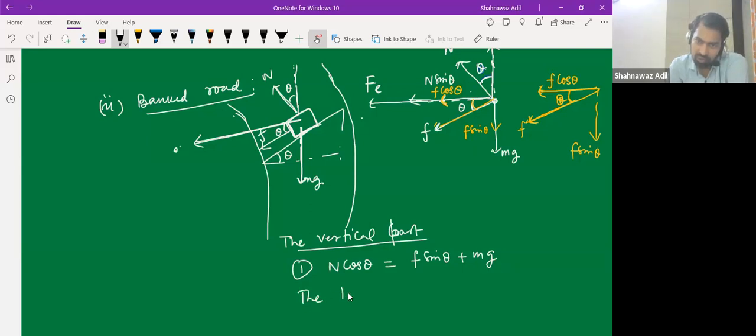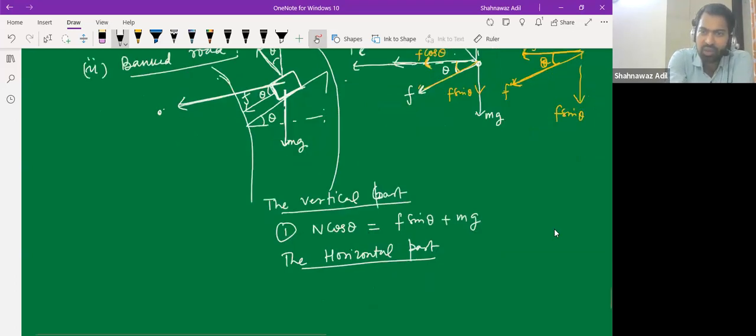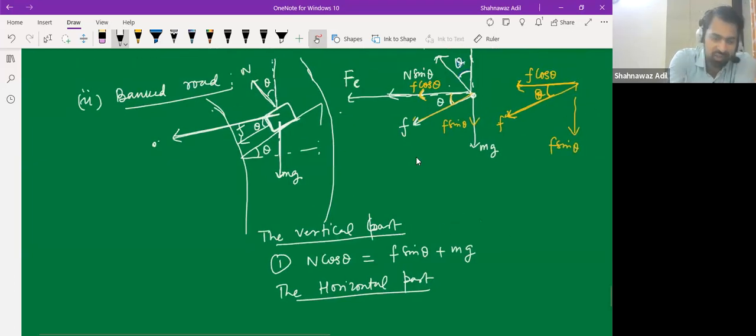The horizontal part. Are you tired, Ram? A little, sir. You are feeling a little bit sleepy. So okay, I will just discuss this part and then I will end the class, right? Then you take rest and prepare all these chapters.